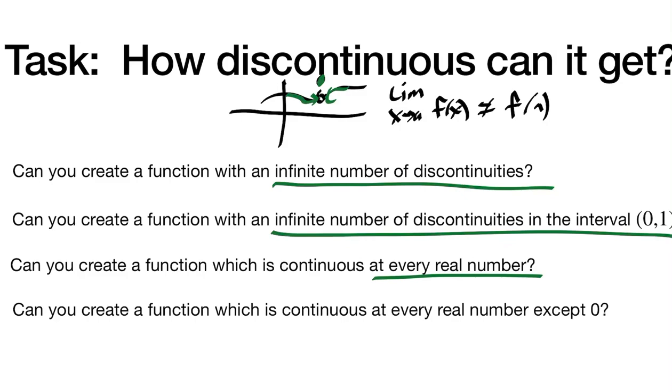Finally, can you make it where it's discontinuous everywhere? Sorry, these are typos. Is there a function that's discontinuous, or not continuous, at every real number? So that is, no matter where you look on the graph, you've got some sort of problem with your limit or your function. And then can you make a function which is discontinuous at every number except 0?